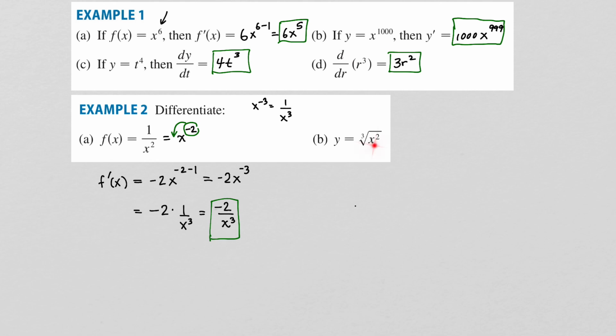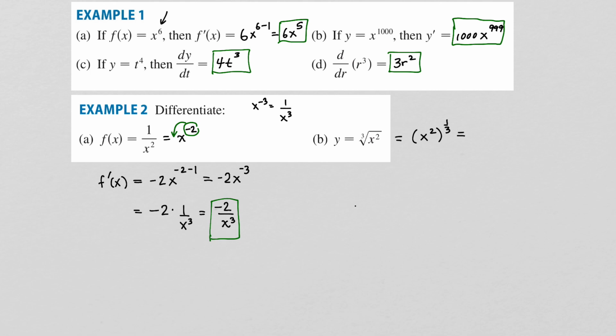Same thing is true here. Y equals the cube root of x squared. I can't apply the power rule to x squared because we have a cube root around it. So we need to remember that this is really x squared quantity to the 1/3 power. This is the definition of a cube root.